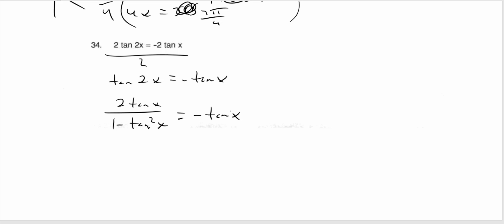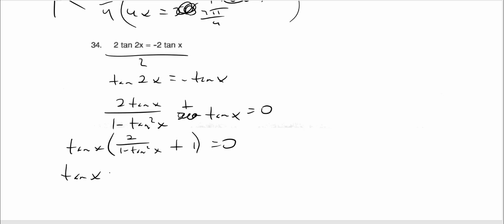Okay, and then I'm going to move it to the other side. So that becomes plus equals 0. What can I do with this one? I can factor out a tangent of x. I guess there's a few ways to do this one. But if I factor out a tangent of x, actually it kind of makes it nice. If I factor out tangent of x, I get tangent of x and then 2 over 1 minus tangent squared of x plus 1 equals 0. This actually makes it really easy to deal with now. I could have gotten a common denominator if I wanted to. That would have worked as well.